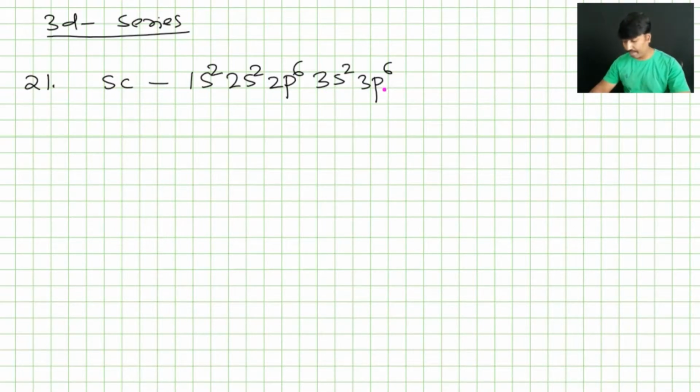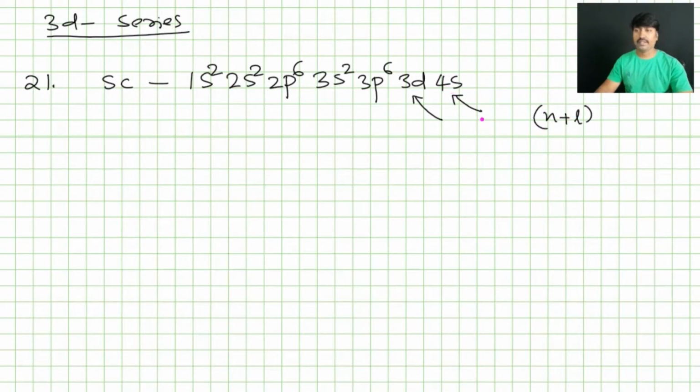After 3p, we have to write 3d and 4s is the next. Now when we fill the electrons, you can look at this 3d and 4s. Out of these two, which one has lesser or greater energy? We have to use the n plus l rule. Hope you remember it from atomic structure. Here 4 plus 0 equals 4, and here 3 plus 2 is 5. According to the Aufbau principle, the orbitals are arranged in such a way that their energy is in increasing order. Therefore the 4s we have to write first, and 3d at the last.